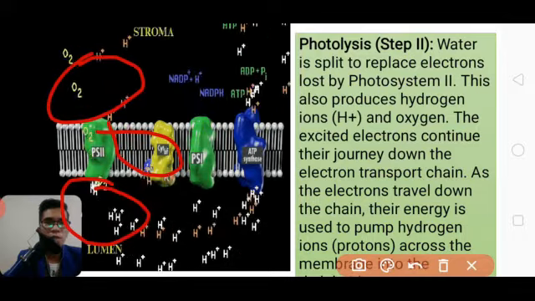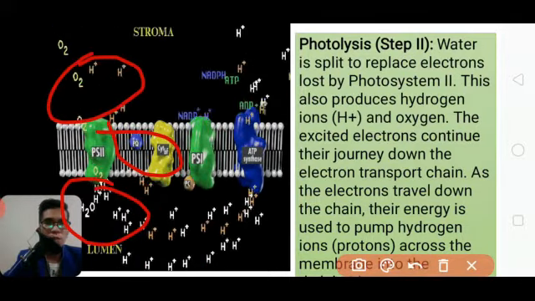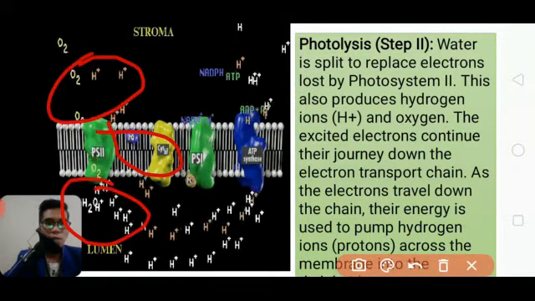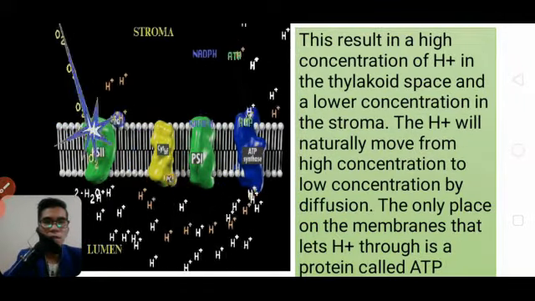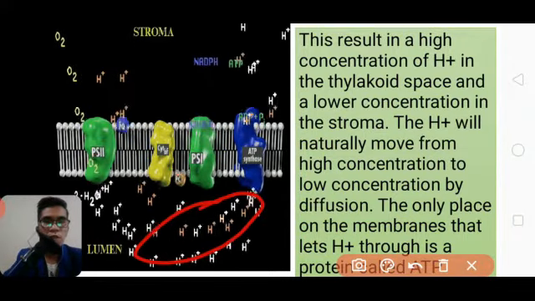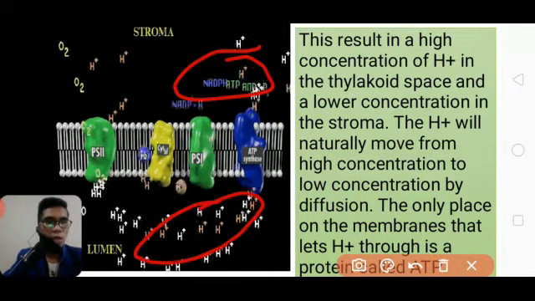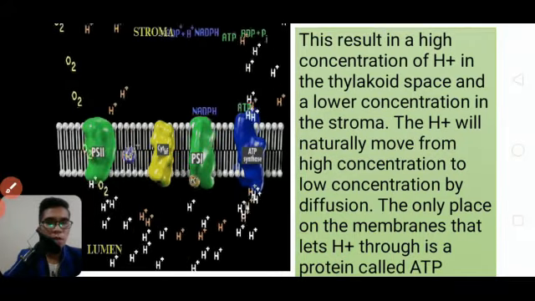As the electrons travel down the chain, their energy is used to pump hydrogen ions, which are the protons, across the membrane into the photosystem I. This results in a high concentration of hydrogen ions in the thylakoid space and a lower concentration in the stroma. The concentration of hydrogen ions in the thylakoid space is too much, and the concentration in the stroma is very low. The only place in the membrane that lets hydrogen ions through is a protein called ATP synthase.